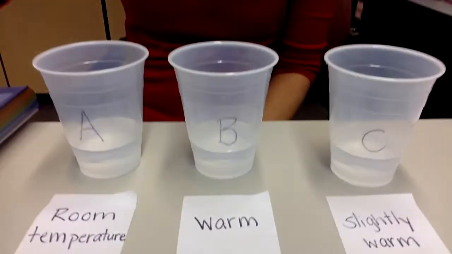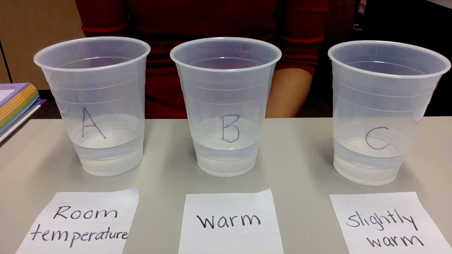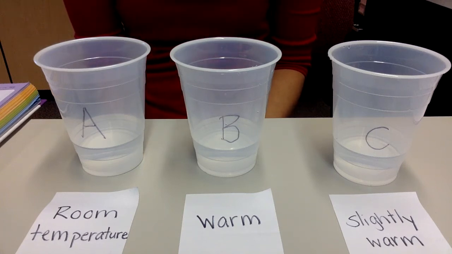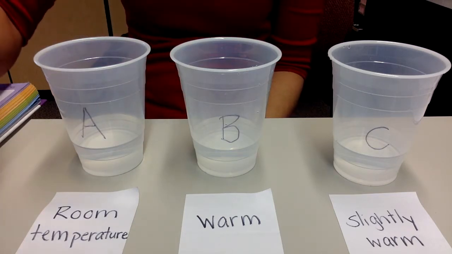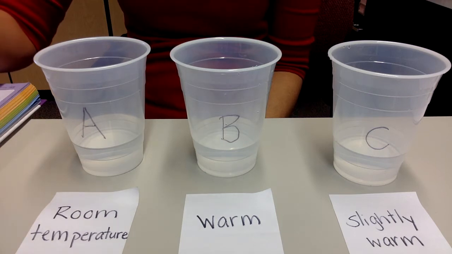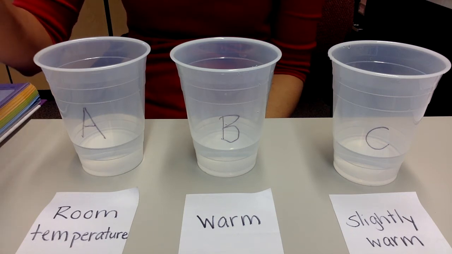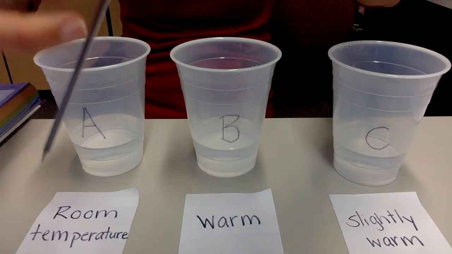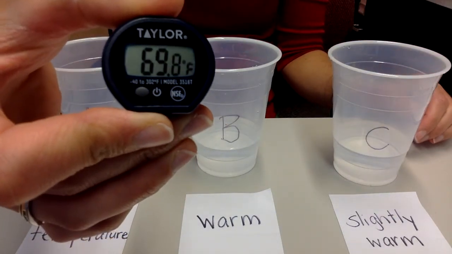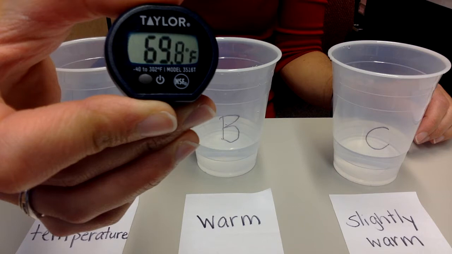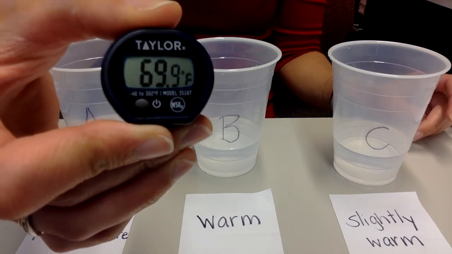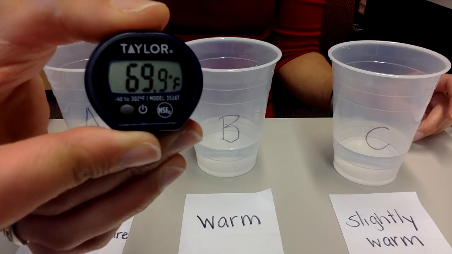Cup A has room temperature water in it. Cup B has warm water in it. And cup C has slightly warm water in it. Step number 1 is to record the air temperature of the room. If I turn on my thermometer right now, it shows approximately 69.8 degrees Fahrenheit, or approximately 70 degrees Fahrenheit. We're almost at 70 degrees Fahrenheit.